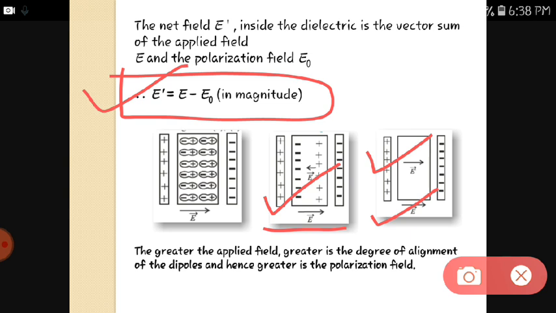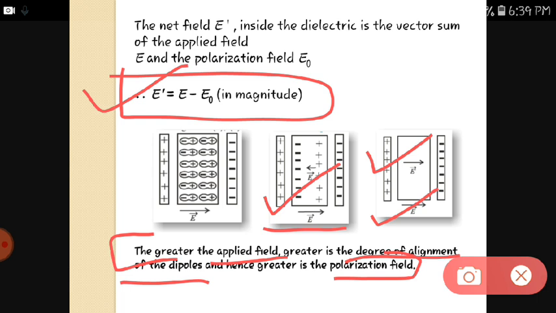So the conclusion from this, we can say, is that the greater the applied field, the greater the degree of alignment of the dipoles, and hence the greater the polarization field. Obviously the greater the applied field, the alignment goes on increasing. As the alignment goes on increasing, the polarization field will increase.